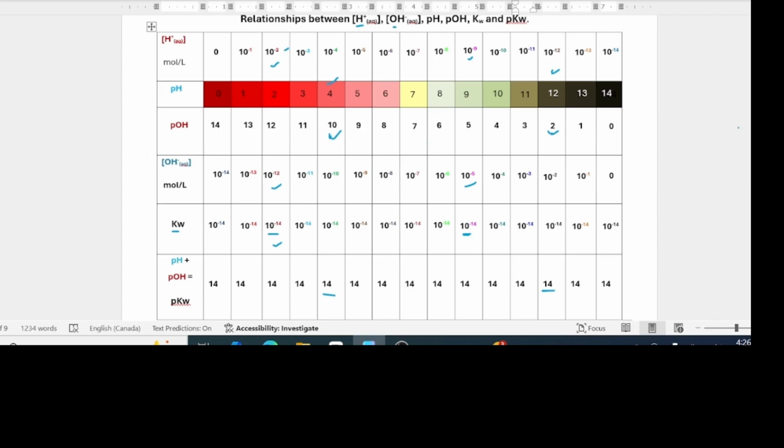So take some time and look at this table and look for all the relationships that you can see. Hopefully that will help to remove any difficulty or misconceptions that you may have had during the course of this tutorial.